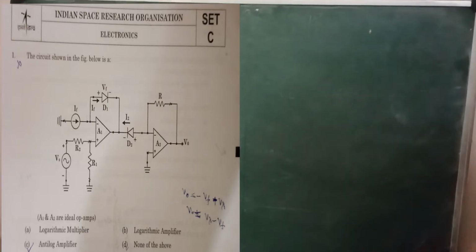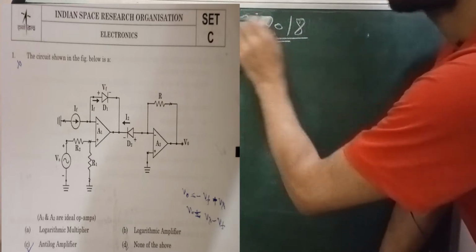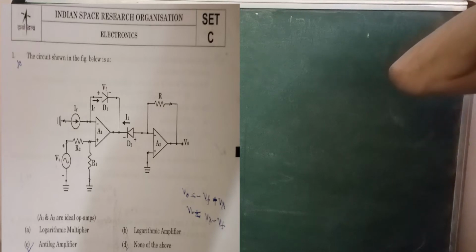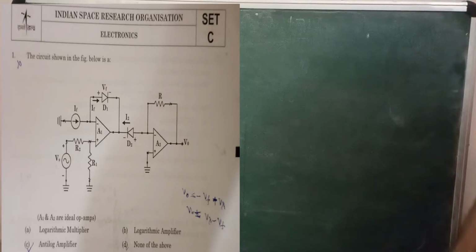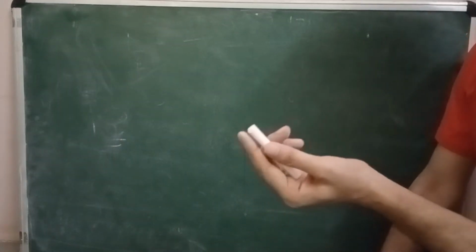Student, good evening. So today we will see the first question. The first question is asking about the circuit shown in the figure below. Is it option A2, a logarithmic amplifier, a logarithmic multiplier, an anti-log amplifier, or none of these? So let us see the answer.